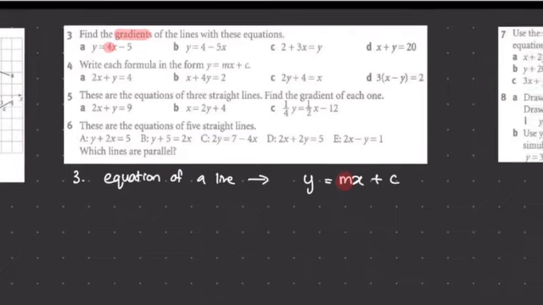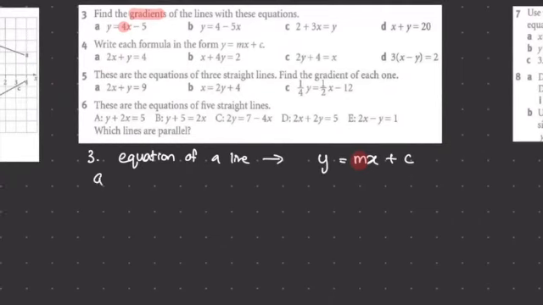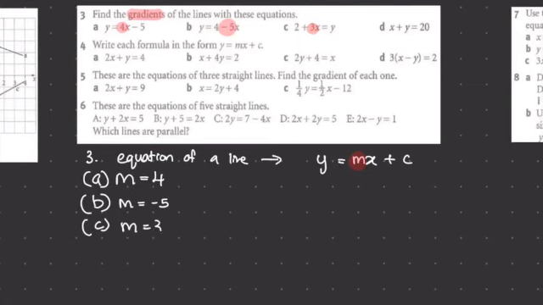Gradient for the first one, 3a, gradient would be, just write. Instead of writing the word gradient, you can just write m is equals to 4. Look at B. Is y 1 and positive? Yes, it is. Then it will be -5. C. Now, although y is on the other side, it is still 1 and positive, and x is still on the other side. We can just take it. So the gradient is 3.